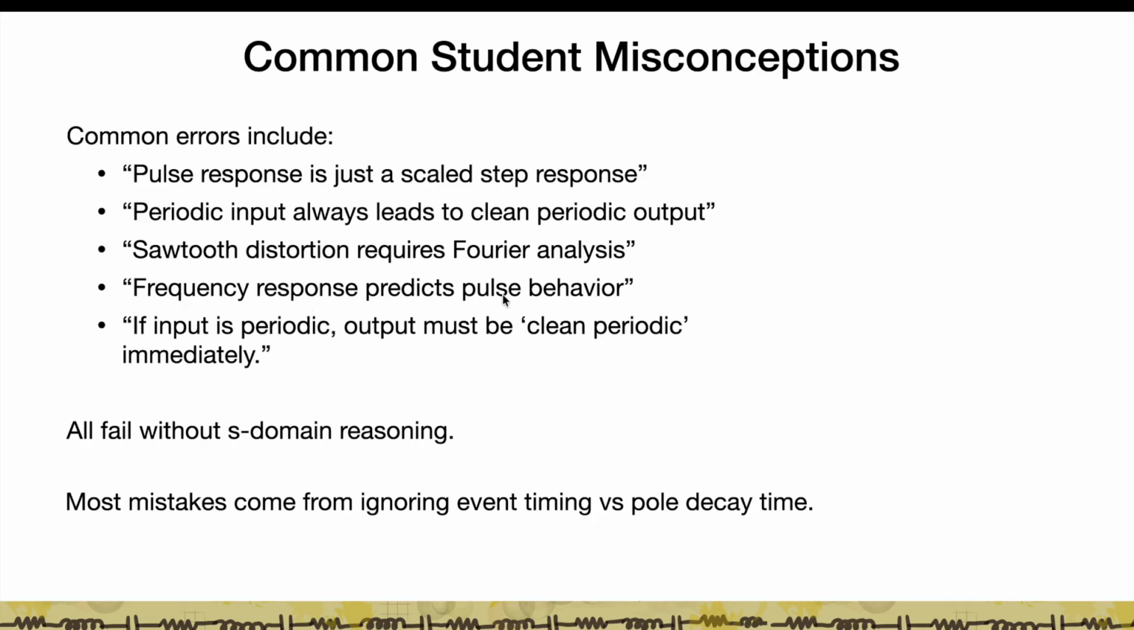Frequency response predicts pulse behavior. Frequency response helps with harmonic filtering, but it does not automatically capture transient overlap timing. You need pole time constants and event scheduling. These misconceptions persist because students focus on waveform shapes instead of event structure and system memory.